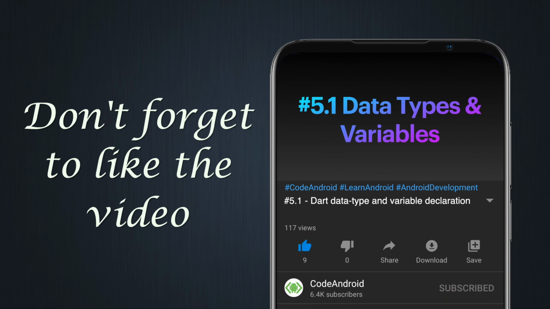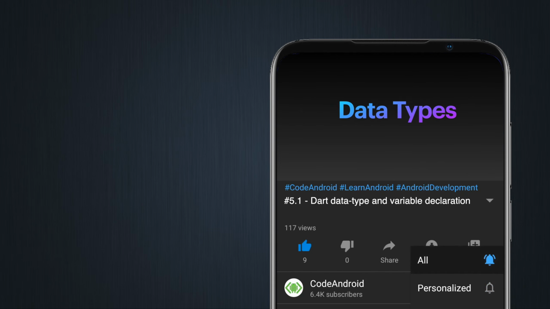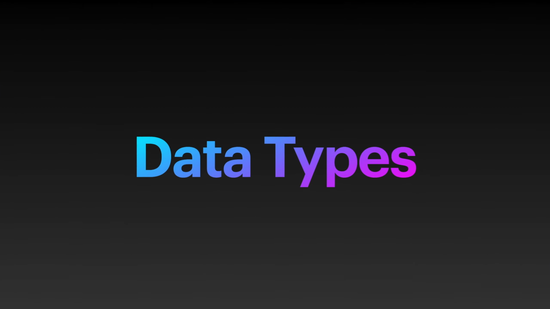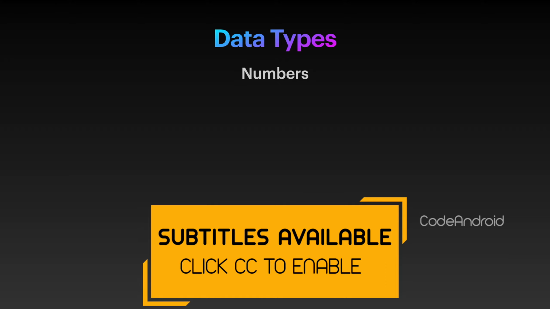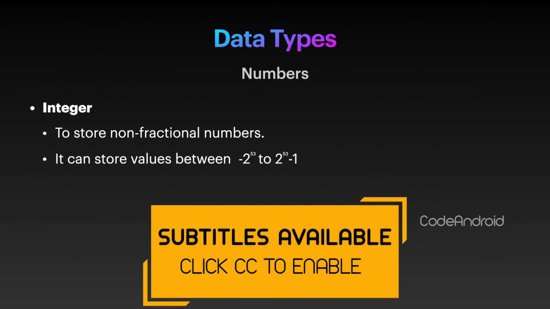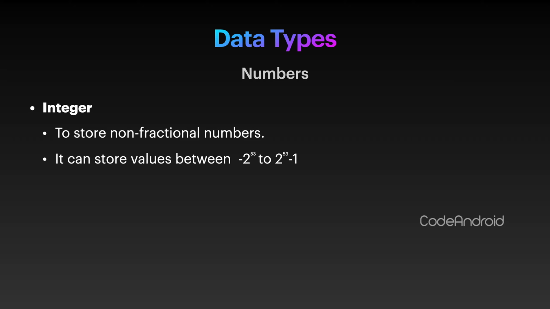In this video, we'll see data types and variable creation in Dart. In Dart, we can store numbers in two ways, integer or double. Integers can be used to store numeric values without precision. Also, it can store values up to plus or minus 2 power 53.